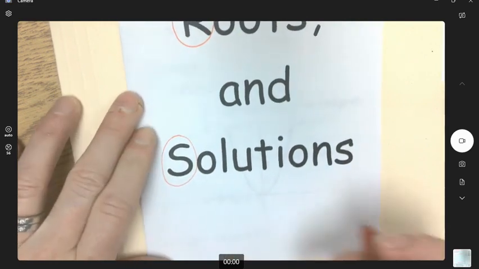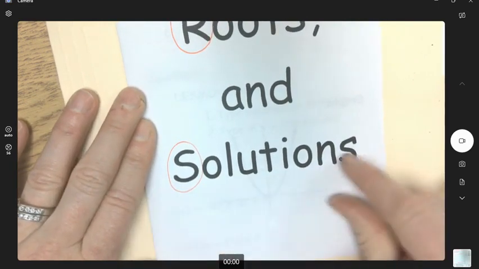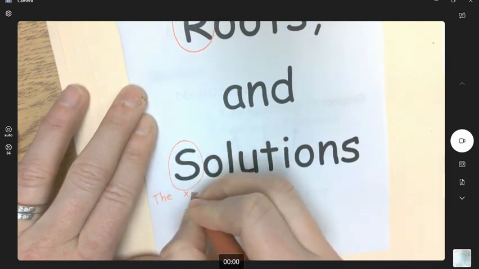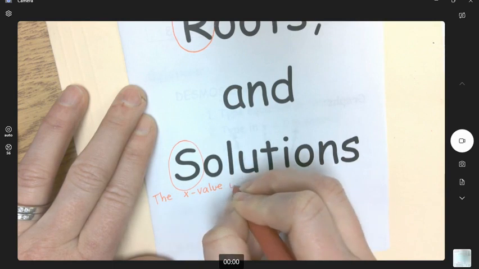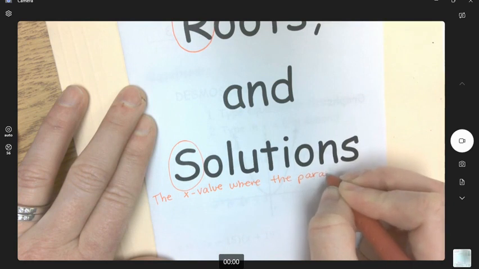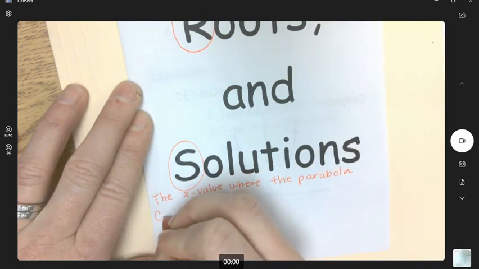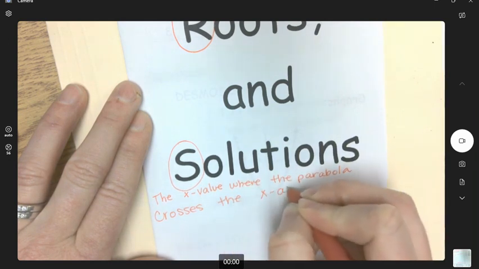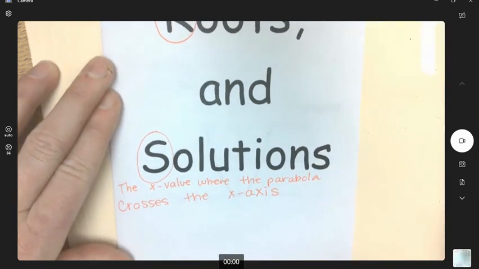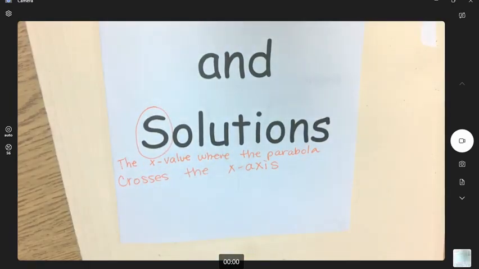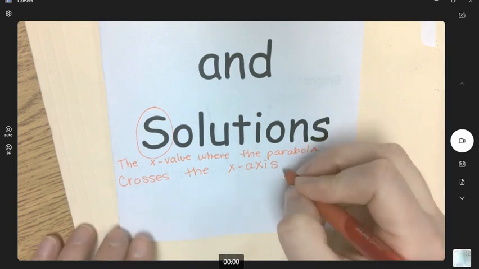So what we are going to write down here, I'm going to write some things and then I'm going to draw some graphs. So write the x value where the parabola crosses the x-axis. That's what it represents. The x value where the parabola, that's that U shape of a quadratic, crosses the x-axis.